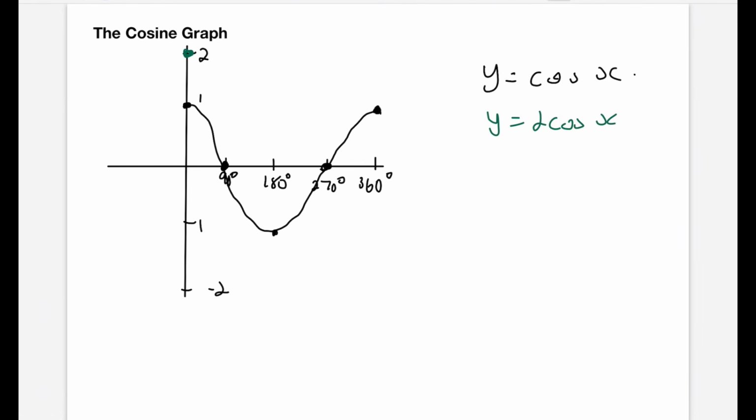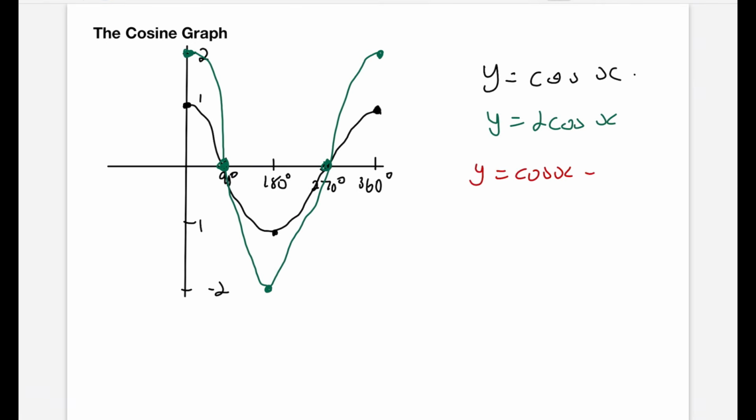It'll start here, and it'll cut the x-axis here at 90, okay? It's just that its lowest point will now be at minus 2, cut back at 270 again, but highest point now at 2. So it'll look something like this. That's the green graph, y is equal to 2 cos x plus 1.